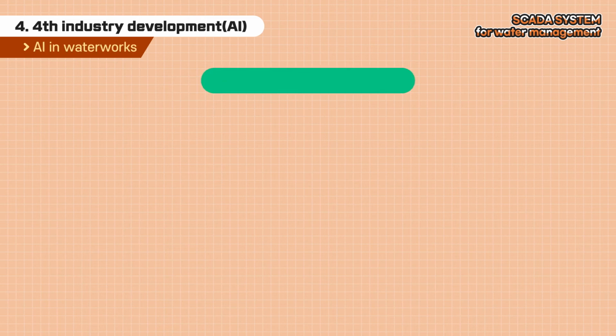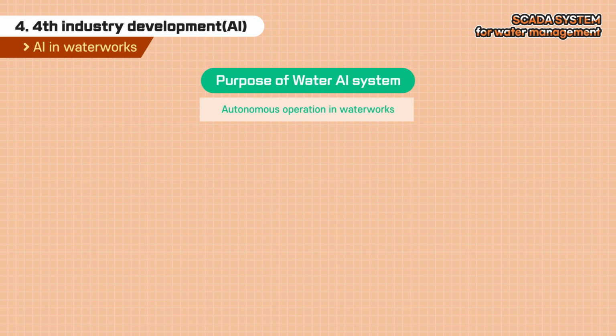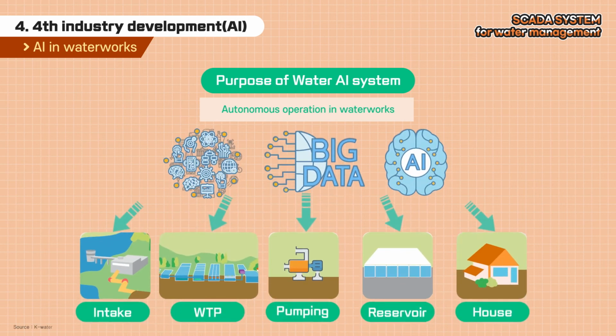What is the purpose of applying AI to water treatment systems? In relation to autonomous operation in waterworks, the purpose is to autonomously operate all processes, such as water intake, purification, pressurization, distribution, and supply, excluding human decision-making process.